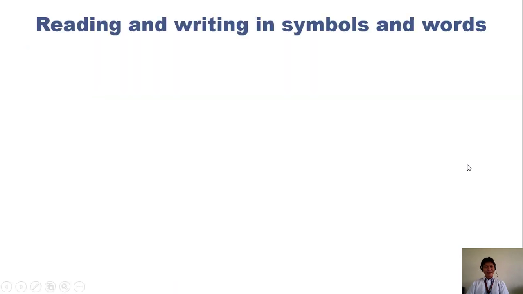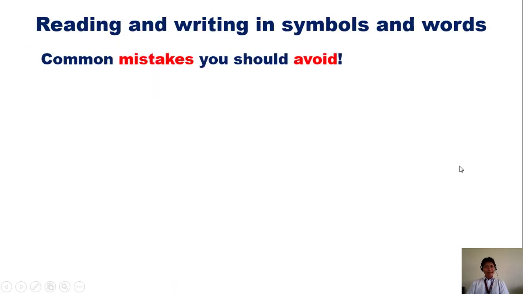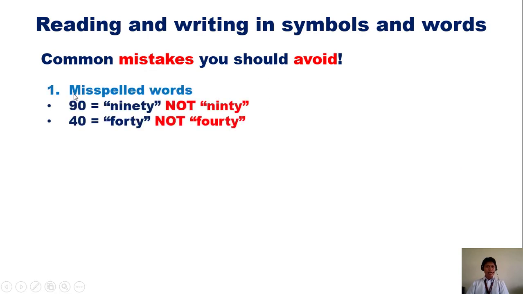Okay, good job. This time, we need to consider the common mistakes that you should avoid. Number one, misspelled words. For example, 90: the correct spelling is ninety with an E, not without the E. We have forty also, and not fourty.